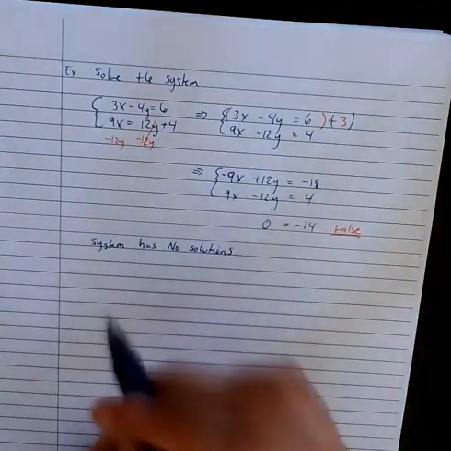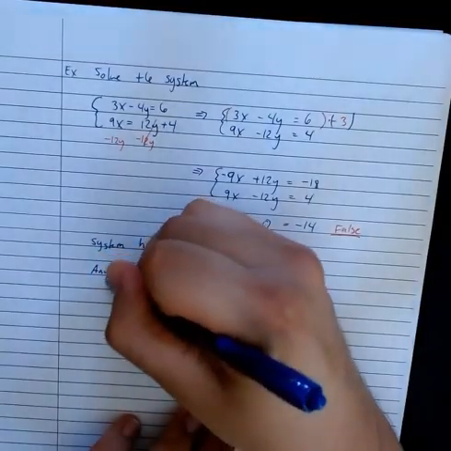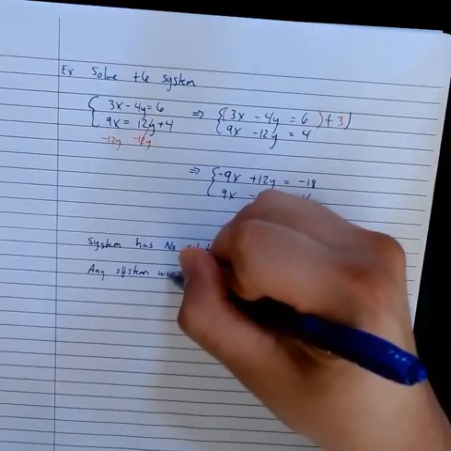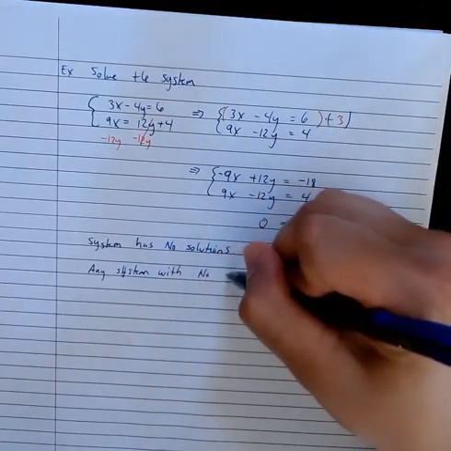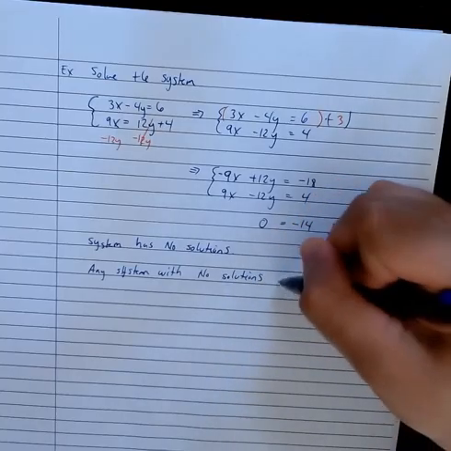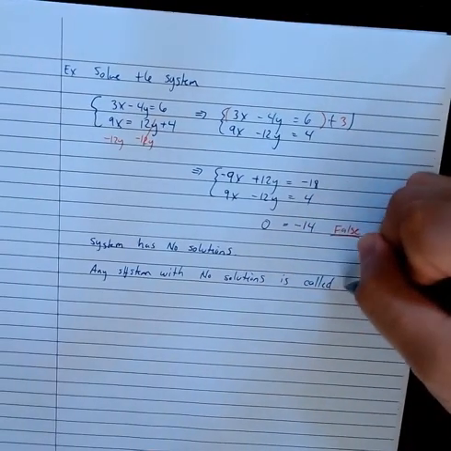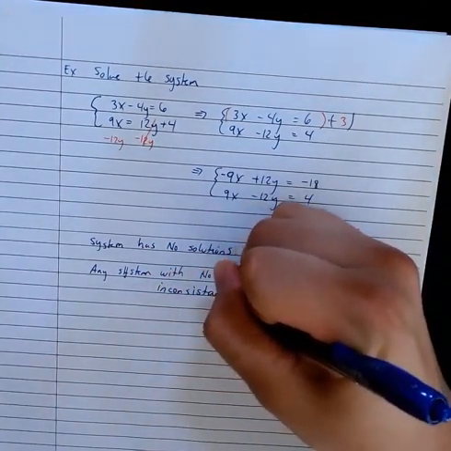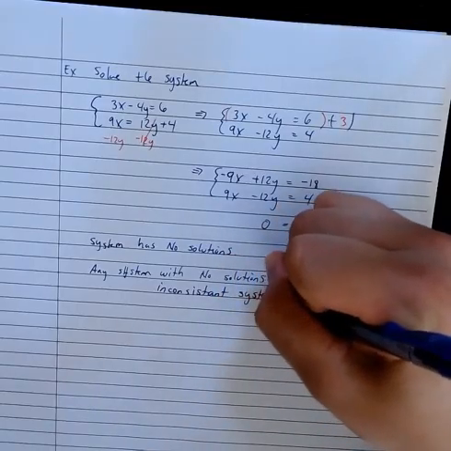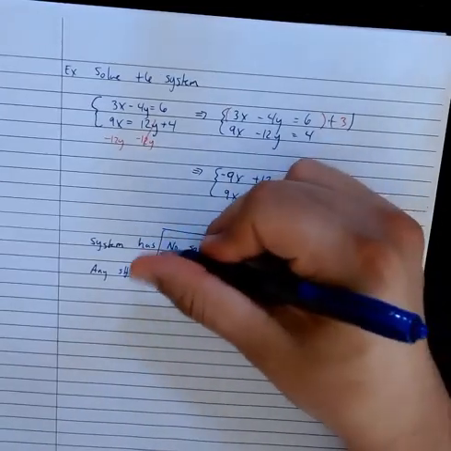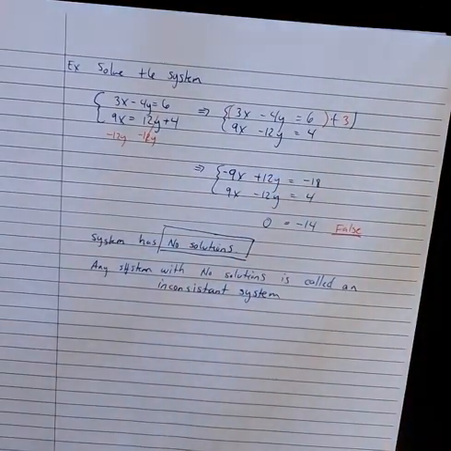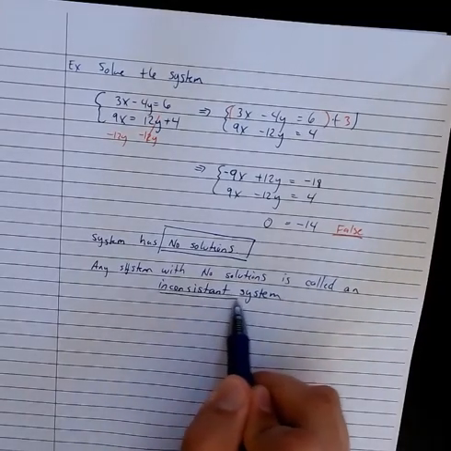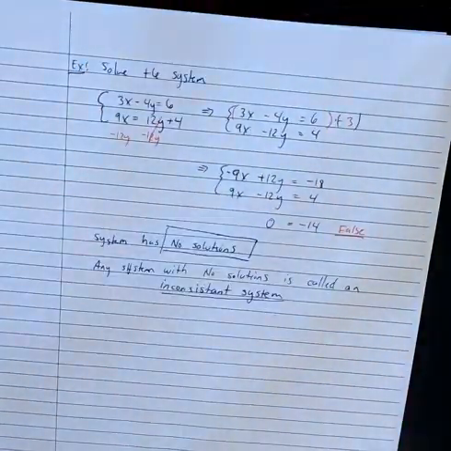A system that has no solutions has a name. Any system with no solutions is called an inconsistent system. So here, if the question is find the solutions, the answer is there are no solutions. If the question is what kind of system is this, the answer is it is an inconsistent system. Just like that.